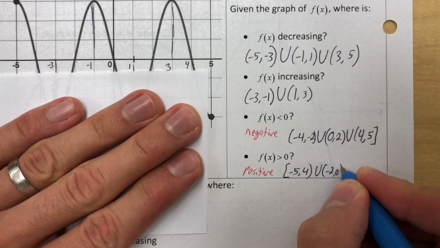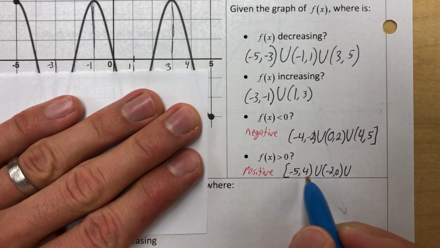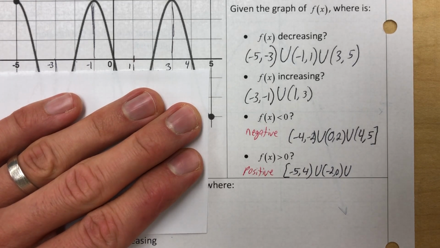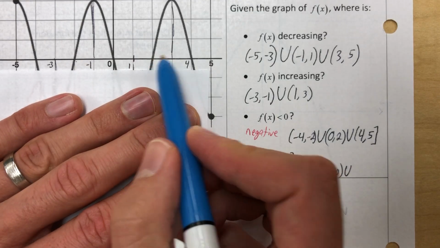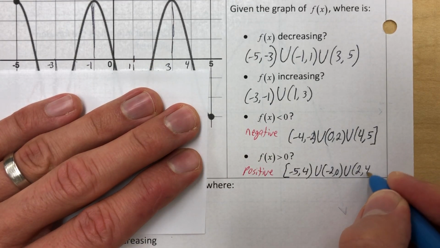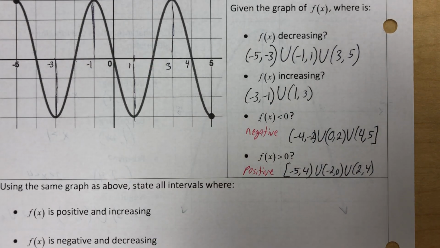I feel like I've spent a little too much time being confusing, talking about the difference in brackets and parentheses. Feel free to just always use parentheses. From 2 to 4, except on Delta Math. There we go.